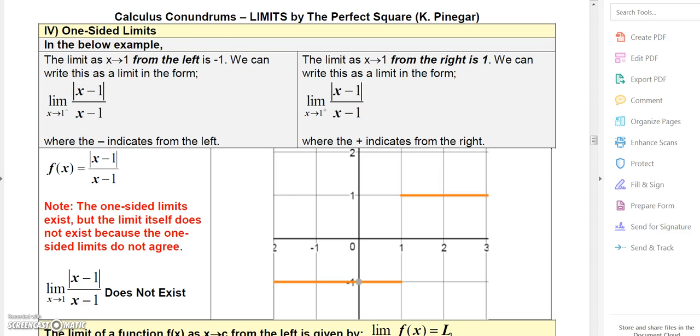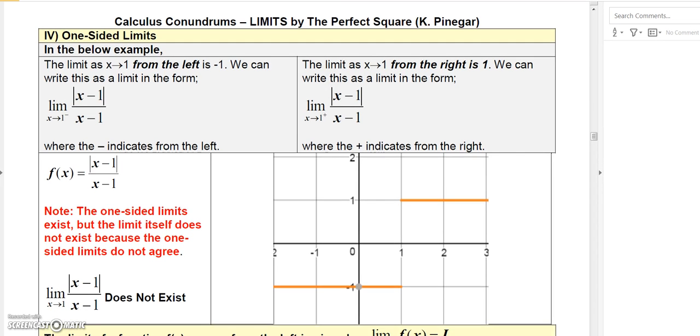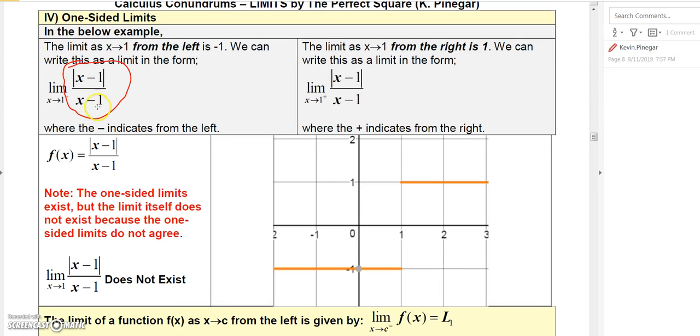Let's say you graph this function: the absolute value of x minus 1 over x minus 1. We know, first of all, that this function is not defined at x equal 1, so we would have an issue there. If you graphed it, here's x equal 1 right here.